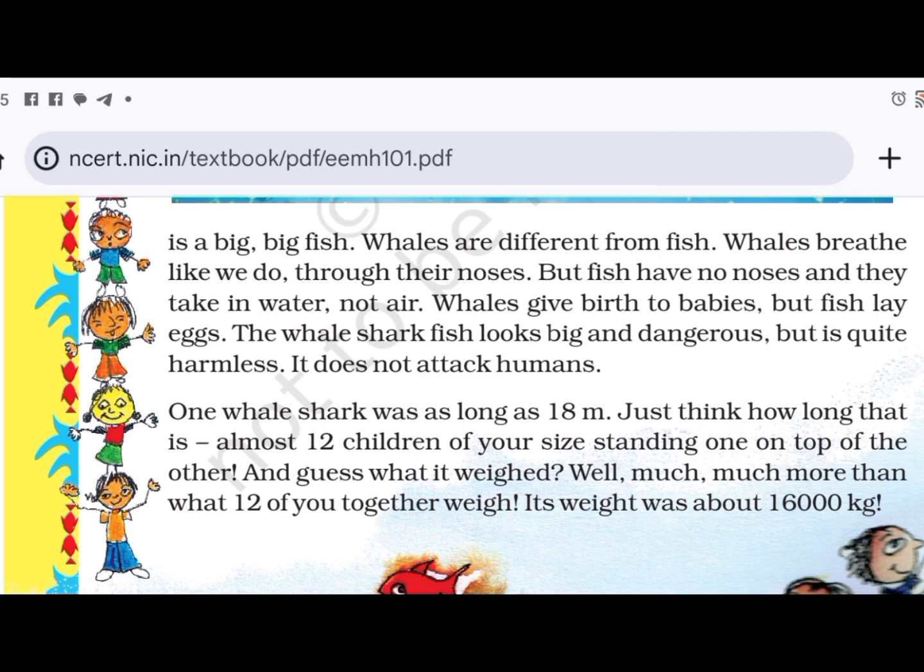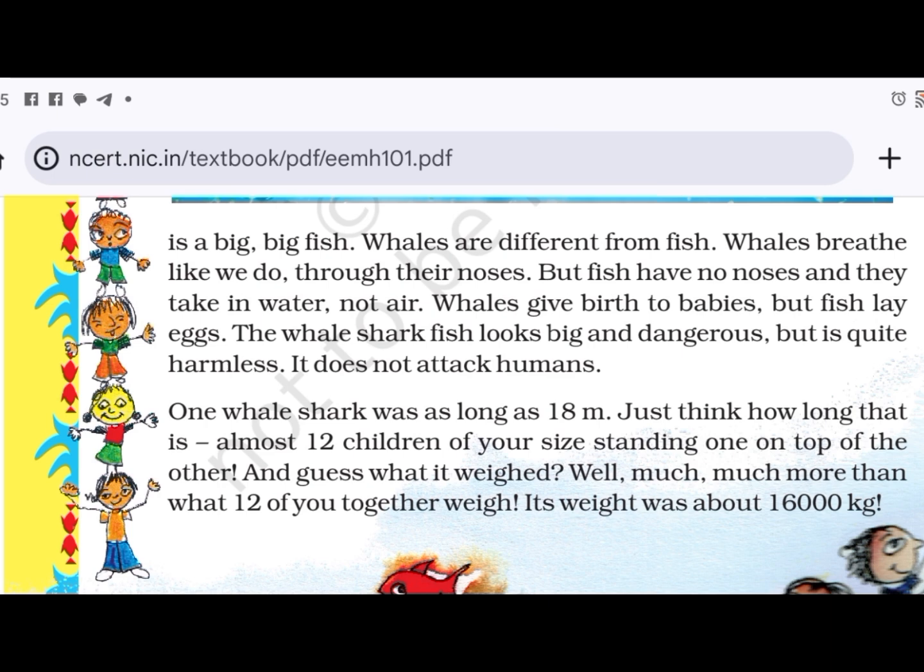Dear students, what we understood by this is that whale sharks are really big, they look dangerous, and they give birth only to babies. As usual, other fishes lay eggs and they breathe through their gills, they only take water inside and throw it out. That is their respiratory system. But this whale shark does breathe the same as we breathe. So how do we breathe? We breathe by nose. So whenever the whale shark wants to breathe, it comes up and takes air inside the nose and goes back to the sea.